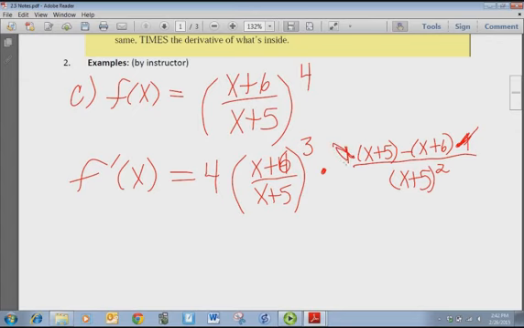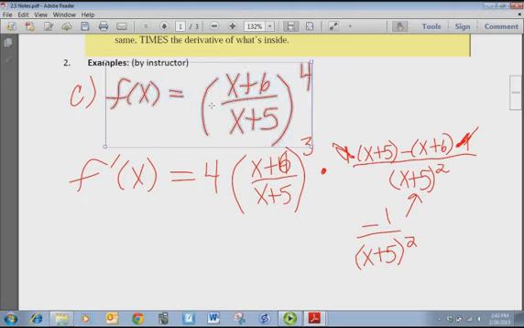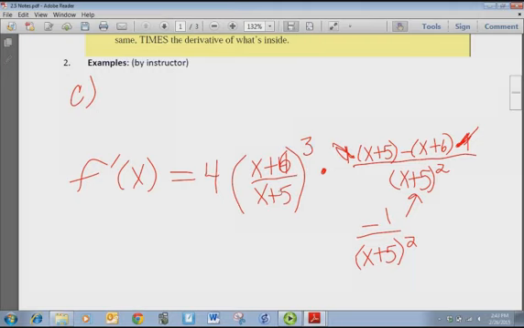For me, you don't have to simplify, but if you wanted to simplify the second part, when you distribute the minus through, you end up getting the x is gone and negative 1 on top, and then just x plus 5 squared on the bottom. That's what that is, simplified. Alright, 2 more examples. Hope you saved room.